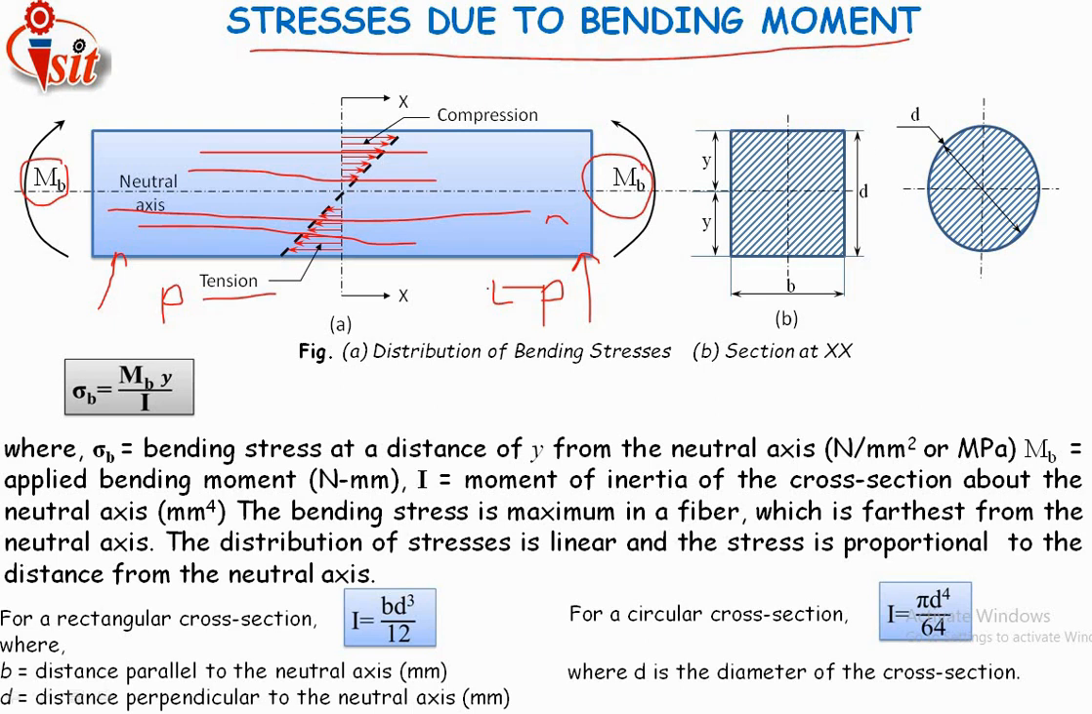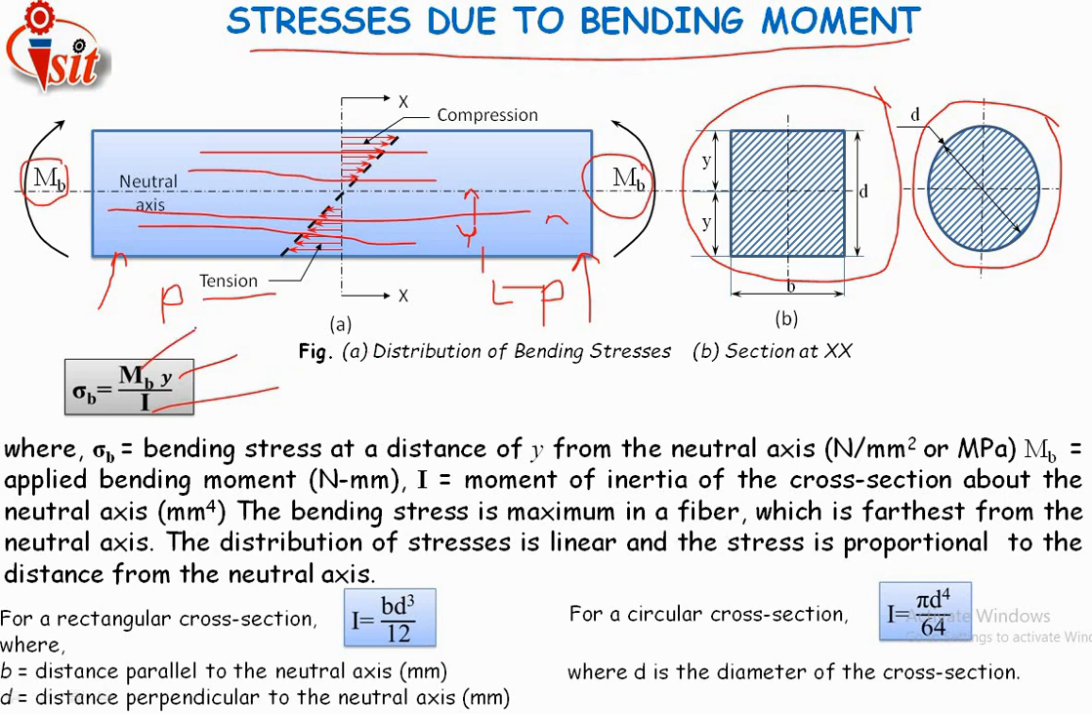When we take a section, suppose this is a rectangular bar, then this will be the stress distribution, and if this is a circular bar, then this will be the stress distribution. Keep in mind, we can give the bending stress as bending moment into Y divided by I. Y is the distance from the neutral axis, I is the moment of inertia, and MB is the bending moment.